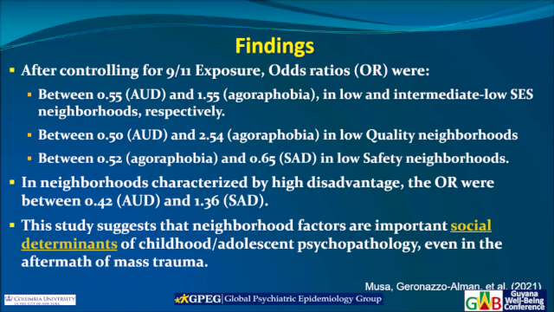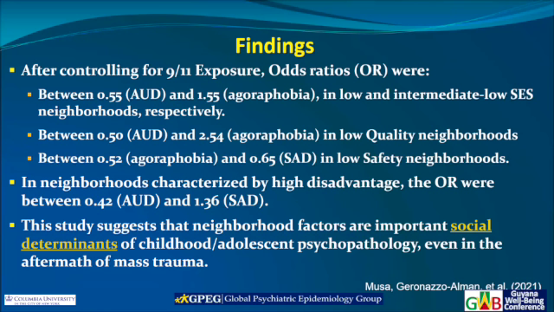So, quick findings: after controlling for exposure, the odds ratios were between 0.55, which is protective against alcohol use disorder, versus 1.55, which is a risk factor for agoraphobia, in low and intermediate low SES neighborhoods, respectively. So low SES is protective against alcohol use disorder. Interesting. Maybe it's just they can't afford it, right?